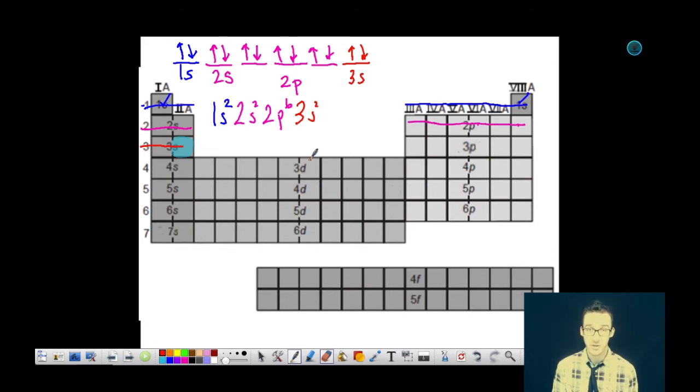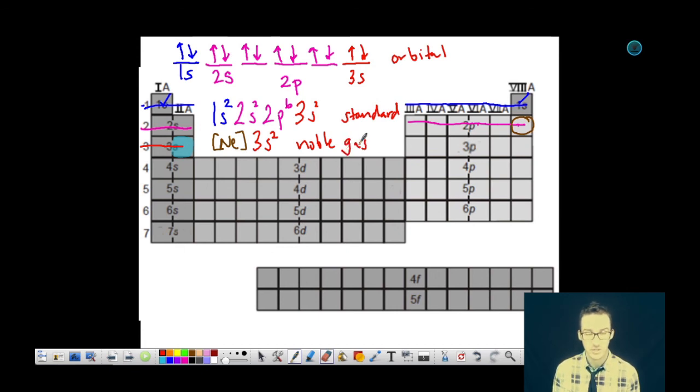We could condense it even further by putting this in noble gas configuration, choosing the noble gas that comes before magnesium. In this case, that noble gas would be neon. You put the symbol for neon in brackets, and then pick up where neon leaves off until you get to magnesium, in this case, 3s2. So we've got orbital configuration, standard configuration, and noble gas configuration. All of which you should expect to solve or write for on the next exam.